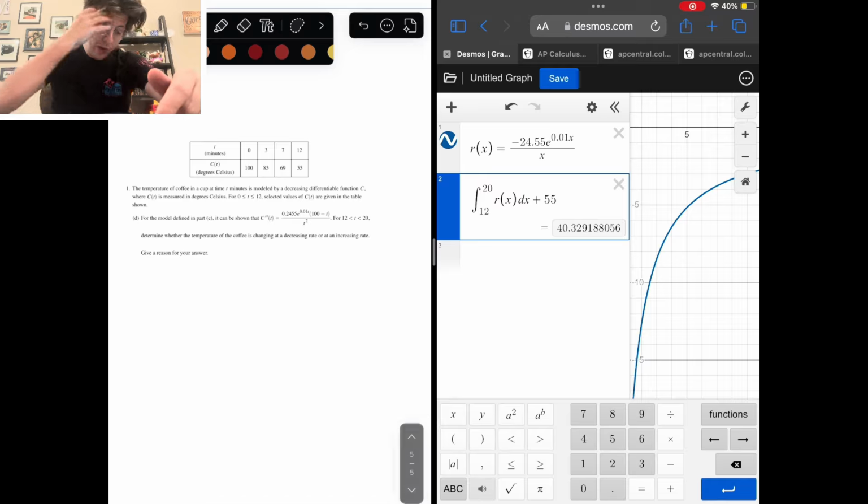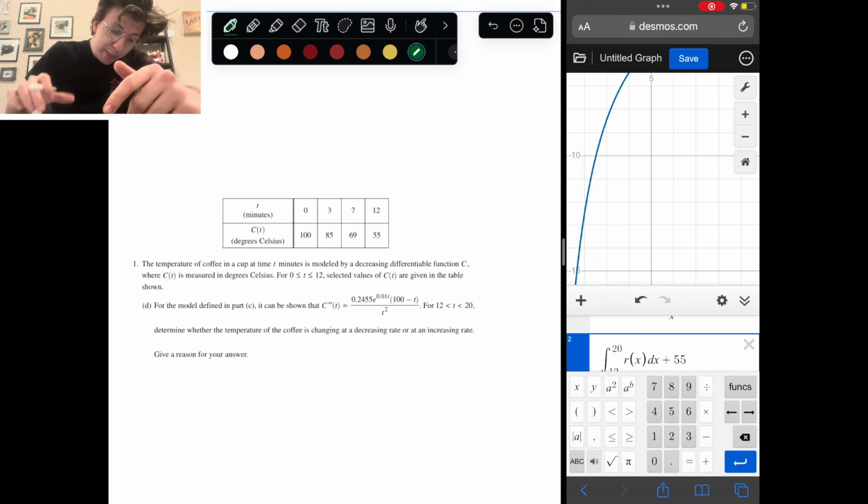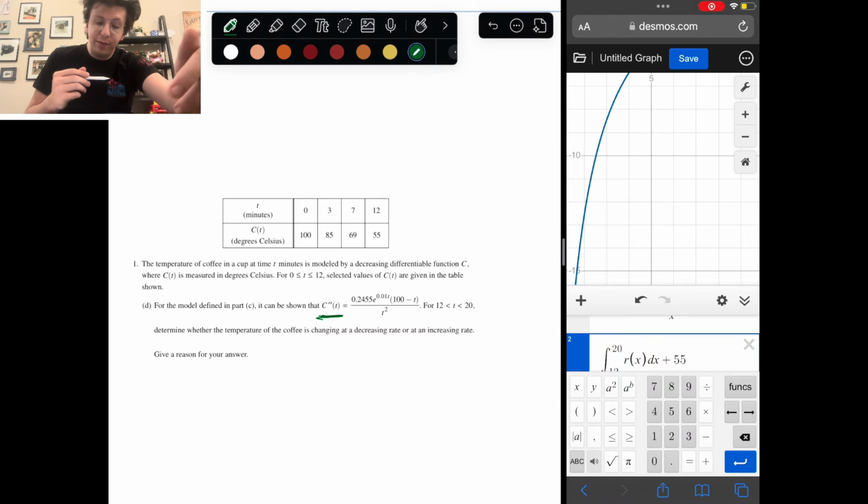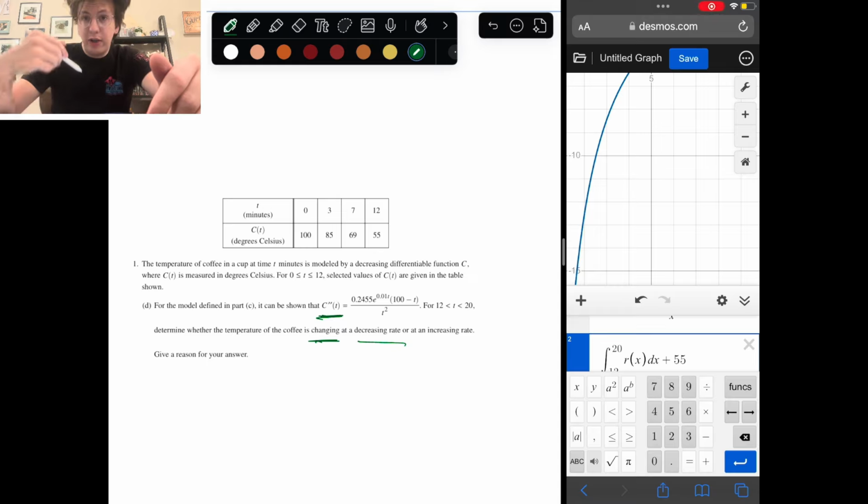Okay, for the model defined in part C, let me make this a little bit bigger for us. It can be shown that C double prime, so the derivative of what we were just given, is this function for 12 is less than t, which is less than 20. Determine whether the temperature of coffee is changing at a decreasing rate or an increasing rate.